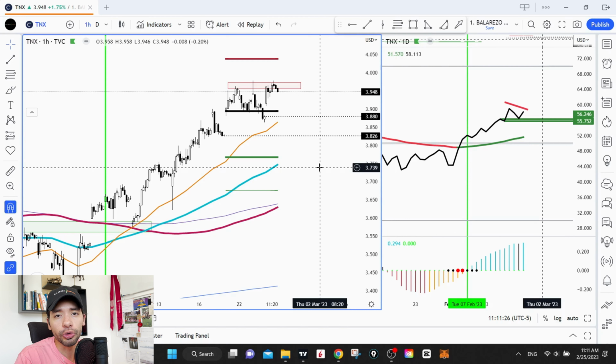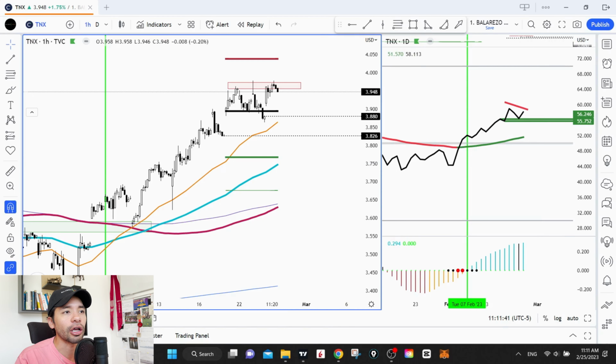We have seen some sort of correlation between the TNX and the SPY and the QQQ, but don't take it like if the TNX goes down, that doesn't necessarily mean that the QQQ is going to be up. So just look at it as a compass, not exactly as a super high correlation indicator for the market. So that's going to be it for the TNX.